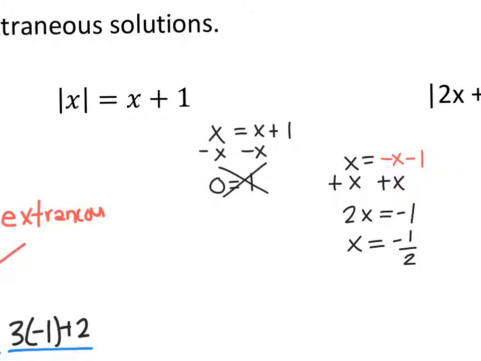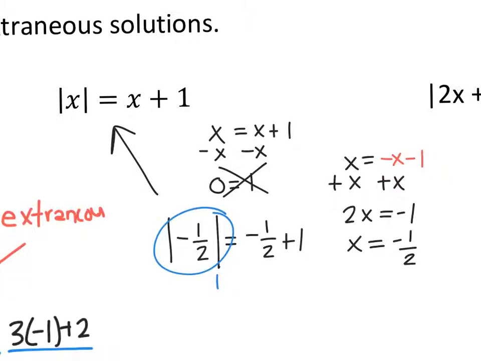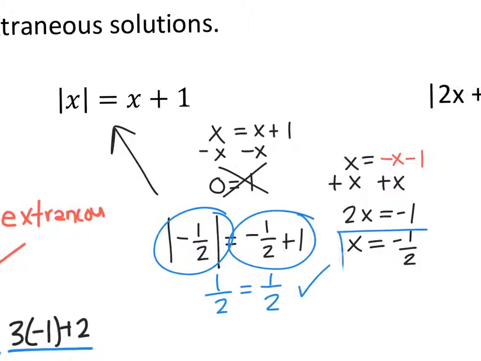So we can check x equals negative 1/2 and see if that works. Does the absolute value of negative 1/2 equal, because I'm plugging back into the original one, negative 1/2 plus 1? The absolute value of negative 1/2 is 1/2, and this is 1/2. So it checks. So this is my solution.